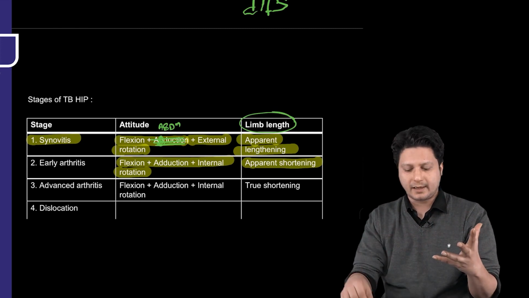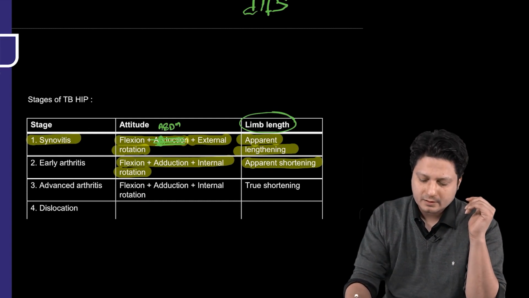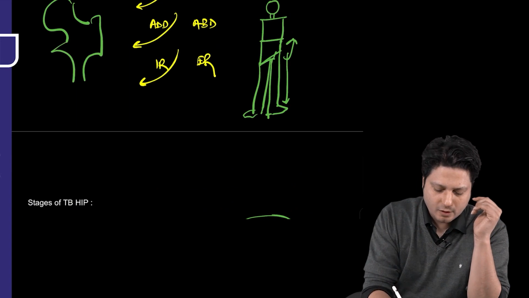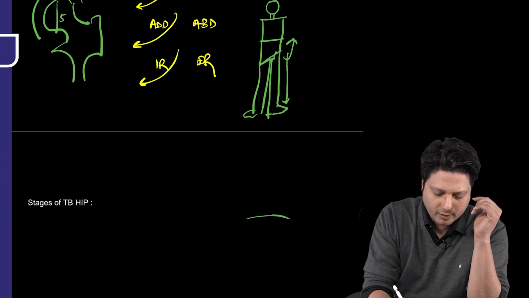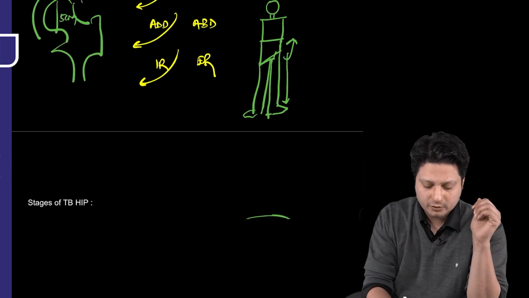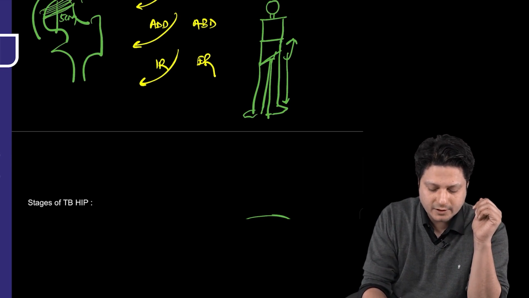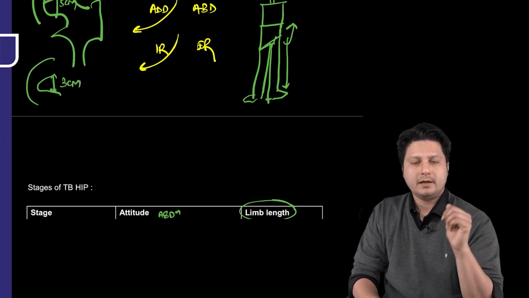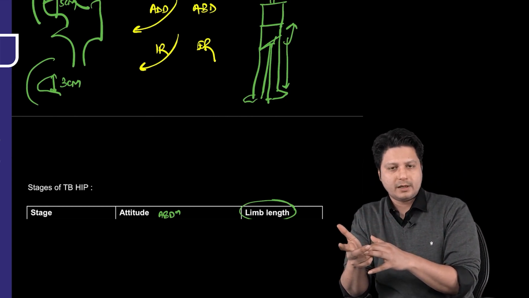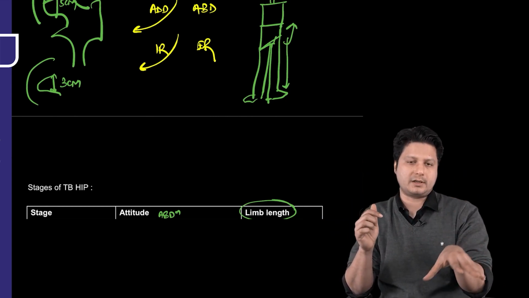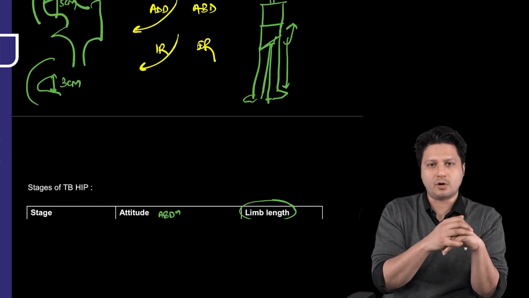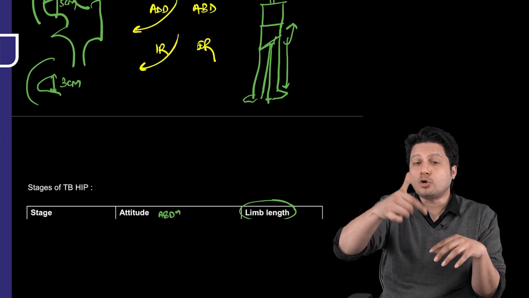Next is advanced arthritis. Now over a period of time, what will happen? The head of the femur will be eaten away by the organism. If this is the normal head of the femur, which had a diameter of, for example, 5 centimeters, now, because of the head of the femur being eaten away by the organisms, the head of the femur diameter is limited to, for example, 3 centimeters. And the rest of the joint is also destroyed. Some amount of the acetabulum, because of the osteopenia, is also eaten away by the organism. So what will happen? There will be a true shortening.